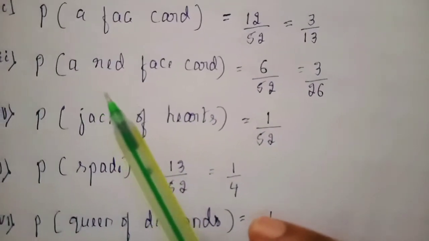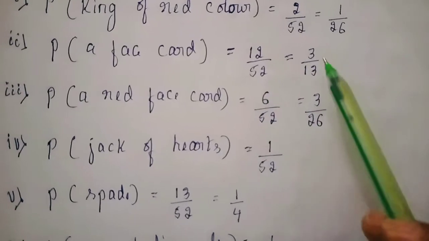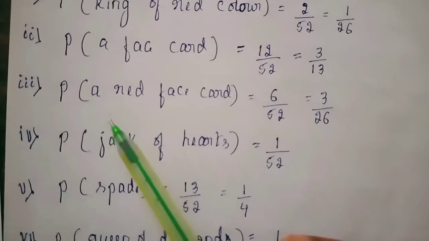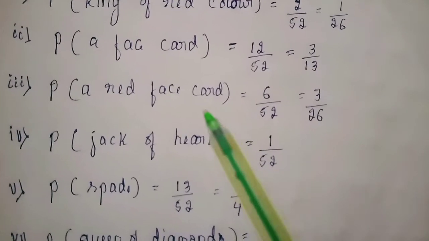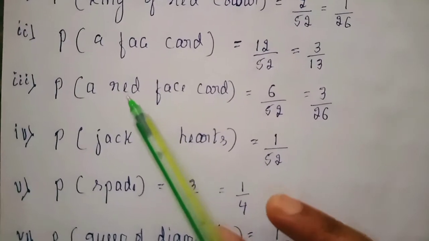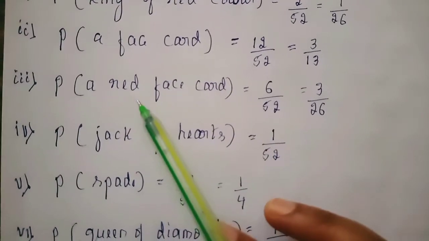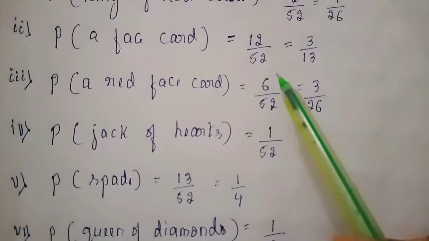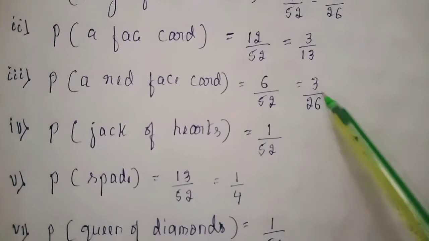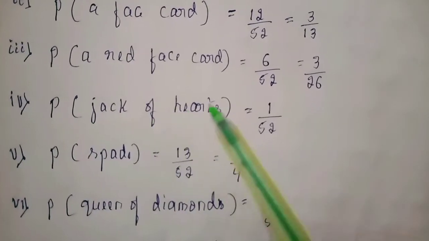So probability of a face card is 12 by 52. That is 3 by 13. Next, third question. A red face card. Just recall the table. Red face card means heart is also red, diamond is also red. So in heart you have 3 face cards, and in diamond you have 3 face cards. 3 plus 3, 6. 6 by 52. 3 by 26.